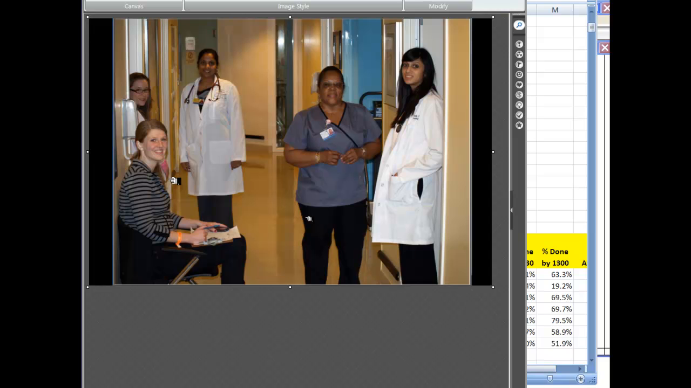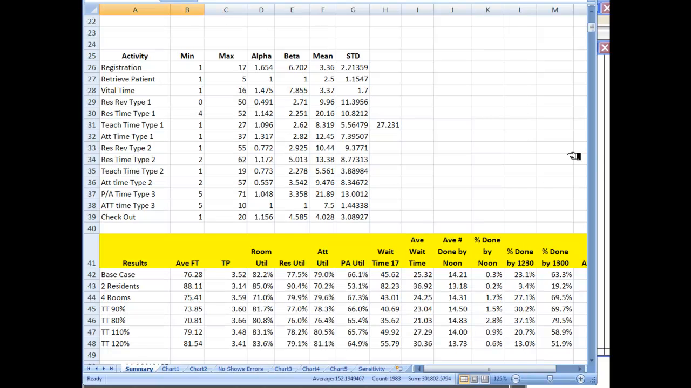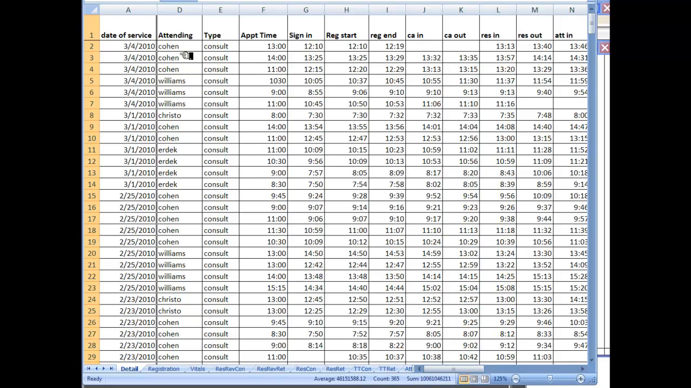She is also positioned at a point where she can see all four of the examination rooms so that she can constantly note when a patient enters or exits a room and so on. That data is then taken and translated into an Excel spreadsheet. So the detail of that is shown here.